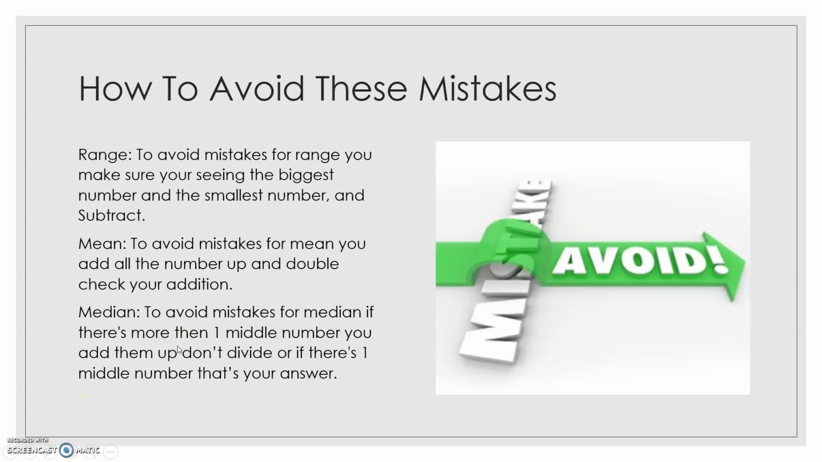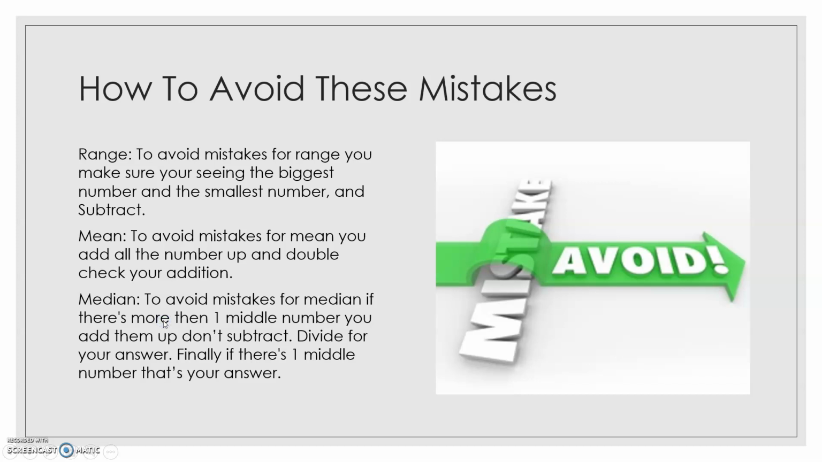How to avoid these mistakes? To avoid the mistake for range, make sure you're seeing the biggest number and the smallest number and subtract. To avoid the mistakes for mean, you add up all the numbers and check your addition. To avoid mistakes for median, if there's more than one middle number, add them up and don't subtract. Divide for your answer. And finally, if there's one middle number, that's your answer.